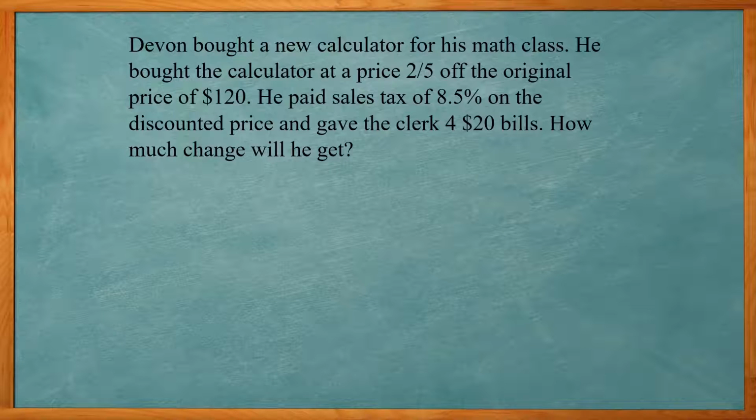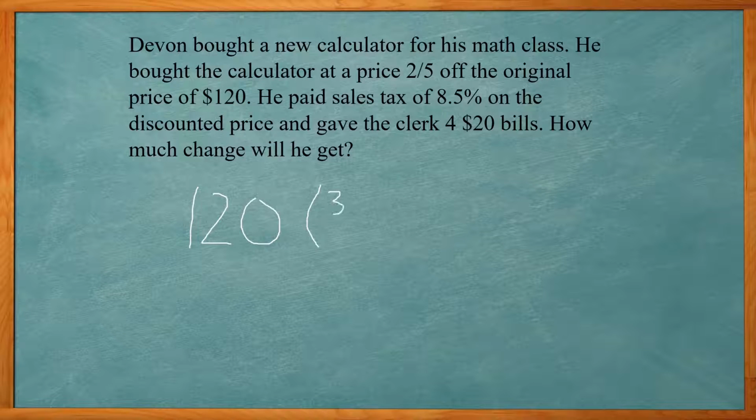So it says Devon bought a new calculator for his math class. He bought the calculator at a price of 2/5 off the original price of 120. He paid a sales tax of 8.5% on the discounted price and gave the clerk 4 $20 bills. How much change will he get? So here is 2/5 off the original price of 120. So if he's taking 2/5 off, we're keeping 3/5.